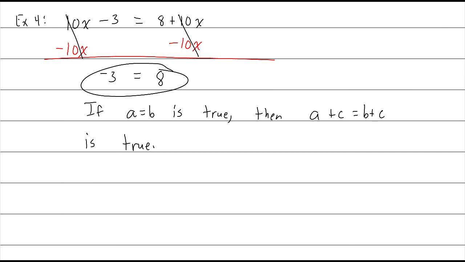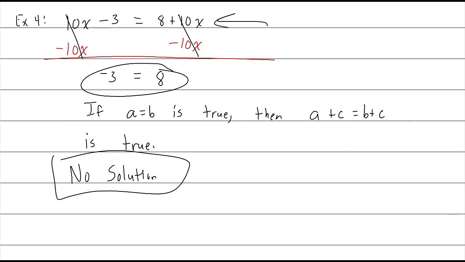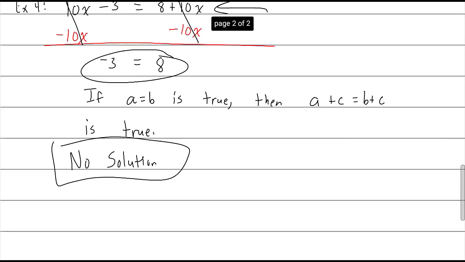Well, we used the addition principle. That just means that this original equation was never true to begin with. It doesn't happen. So, how do I interpret that? That means that this original equation never had a solution to begin with. There is no solution. It's impossible to make those two sides equal each other. All right. That was fun.